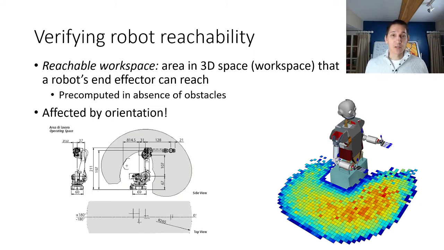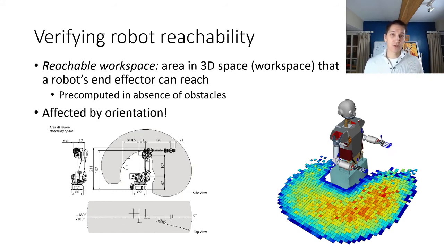A final step in grasp planning is verifying whether the robot arm can actually reach the intended grasp. There's a couple of ways to do this, and one of the first steps that you typically need to do is just to figure out whether or not that grasp location is actually reachable. And we can use a structure called a reachable workspace to determine whether or not there's any chance of the robot arm actually grasping the object from that location.